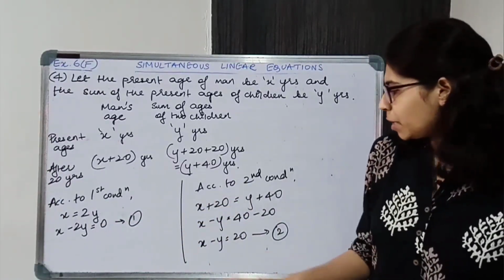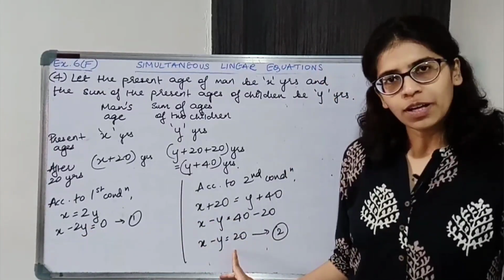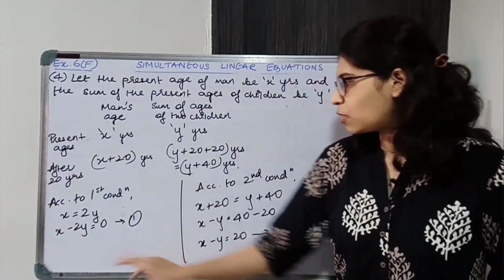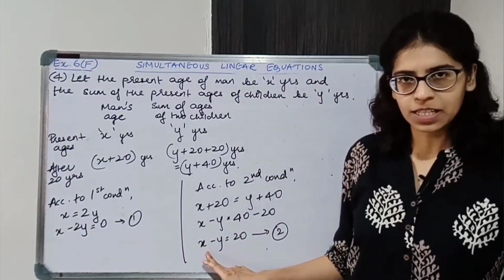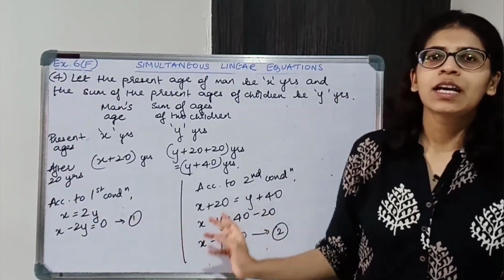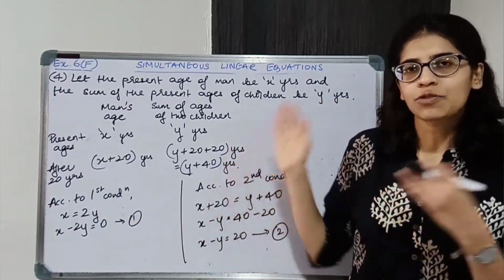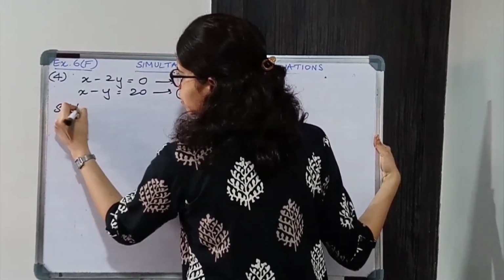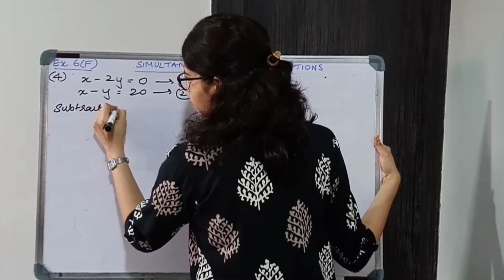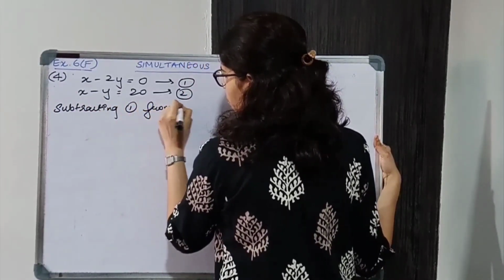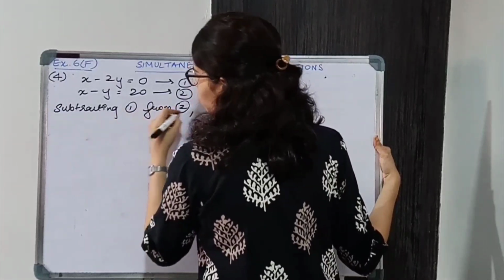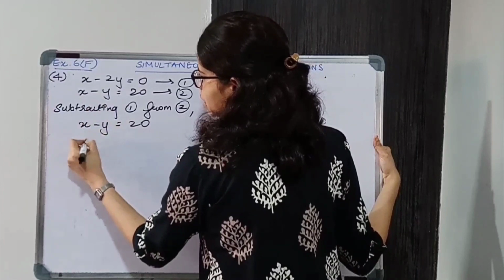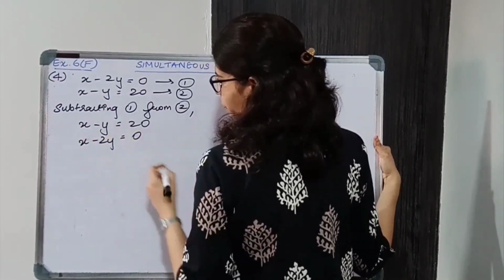So you can make the coefficient of y the same and solve. What I am going to do is just subtract these two equations because the coefficient of x is already the same. So I'll just subtract these two equations and find the value of y first and then substitute that in 1 or 2. So I'll subtract 1 from 2. 2 I'll write first: 2 is x minus y equal to 20 and 1 is x minus 2y is equal to 0.